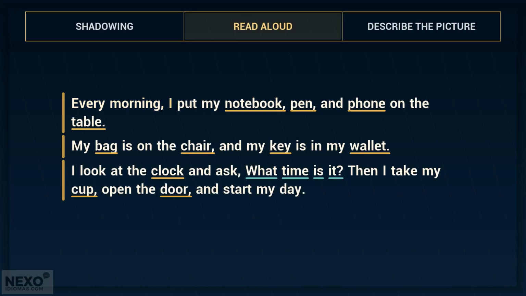Every morning, I put my notebook, pen, and phone on the table. My bag is on the chair, and my key is in my wallet. I look at the clock and ask, "What time is it?" Then I take my cup, open the door, and start my day.